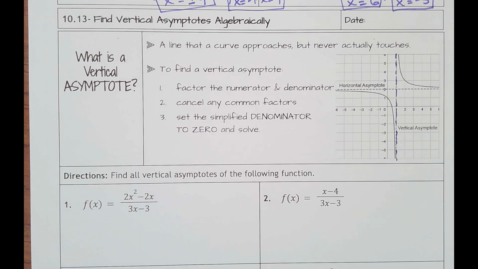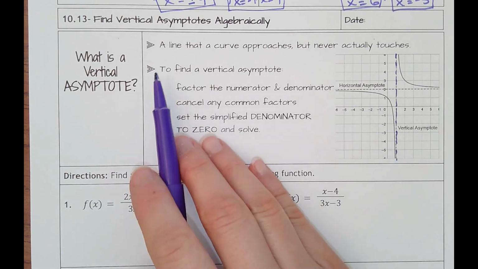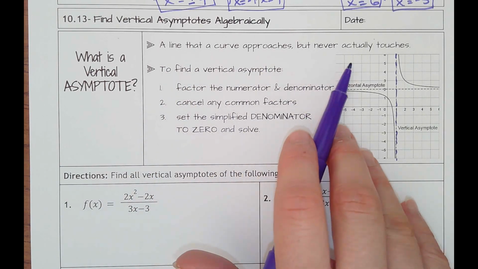Lesson 10.3 is finding vertical asymptotes algebraically. What is an asymptote? Well, there's actually vertical asymptotes, horizontal asymptotes, and sometimes even slant asymptotes. But today we're just talking about vertical ones. But an asymptote is a line that a curve approaches but never actually touches.